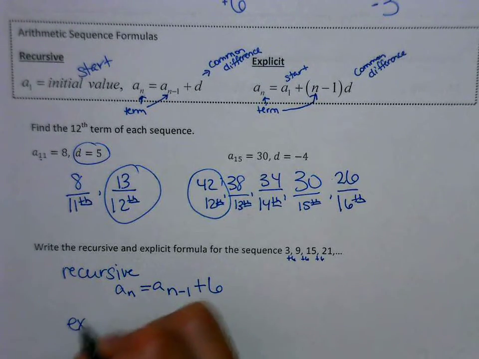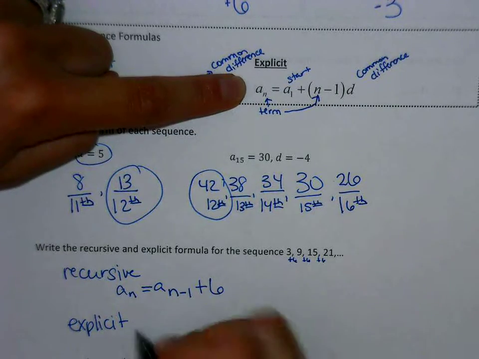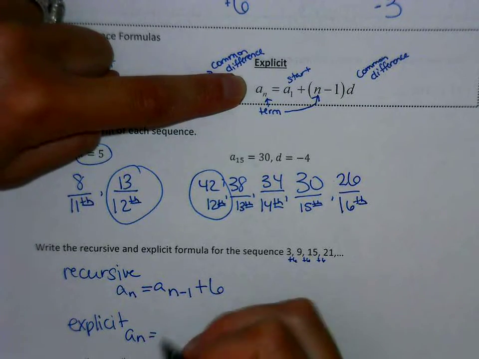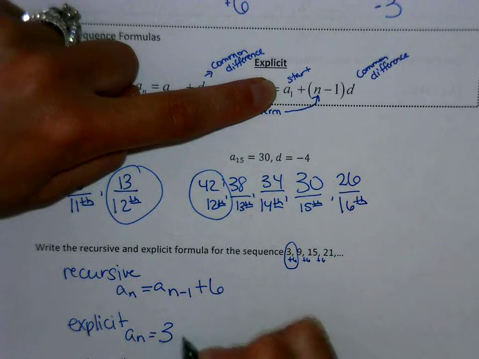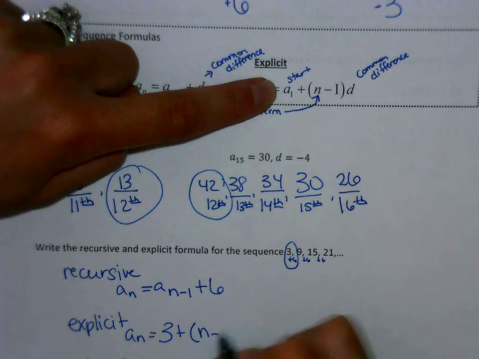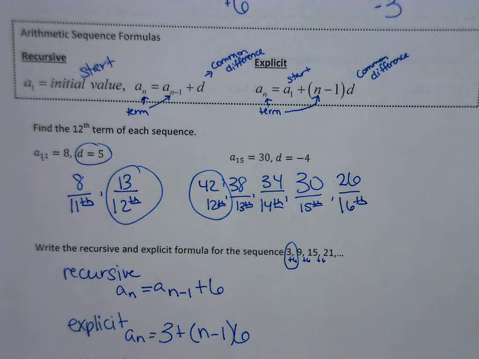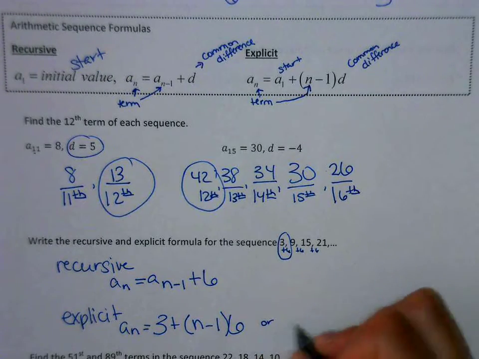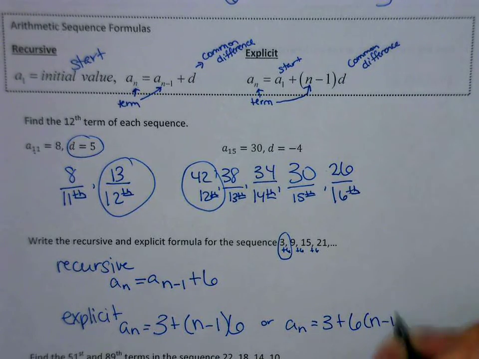The explicit formula is using this one. So we have a sub n equals a1, which is our start, and we start at 3, plus n minus 1 times our common difference, which is 6. We can also rewrite this: a sub n equals 3 plus 6 times n minus 1.